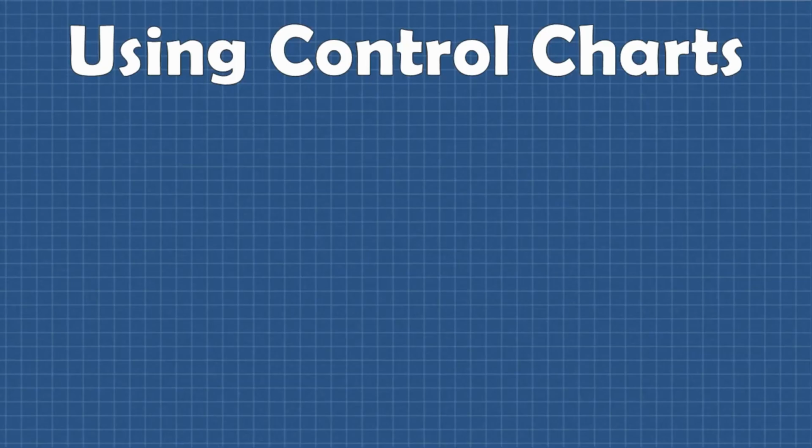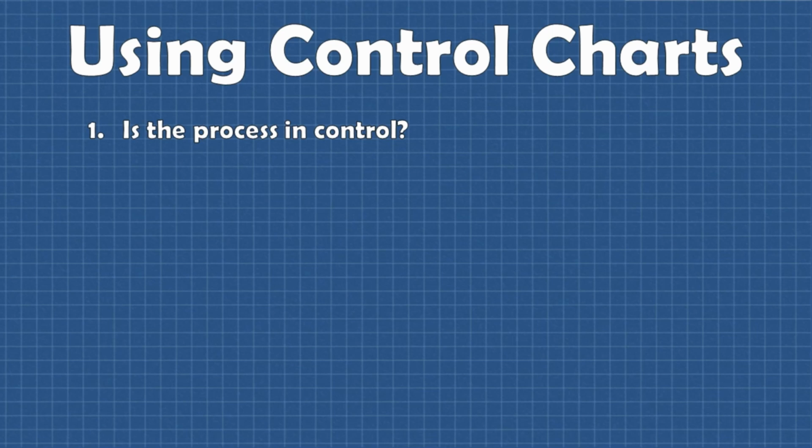So now let's talk about the usefulness of control charts. The first thing that control charts can help us do is to just understand if we are dealing with a process that is in control or out of control. Just understanding this is very important because a process that is in control is much easier to improve or change than one that is out of control.